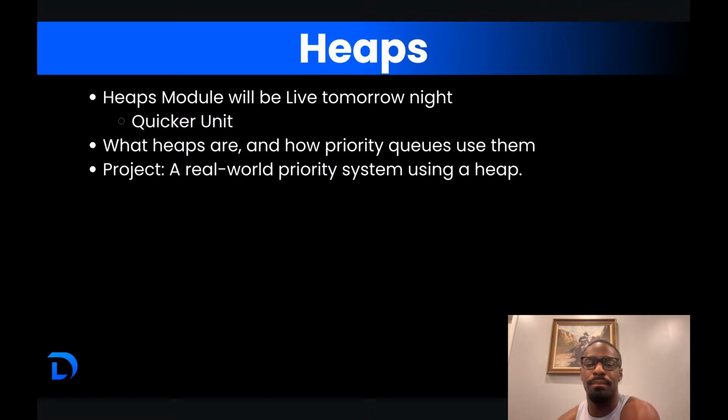Like I was saying, this will be a quicker unit. This unit will cover what heaps are and specifically what priority queues are as well and how heaps use them. And then we're going to be implementing a real world priority system using a heap. So that's what we have for this week.